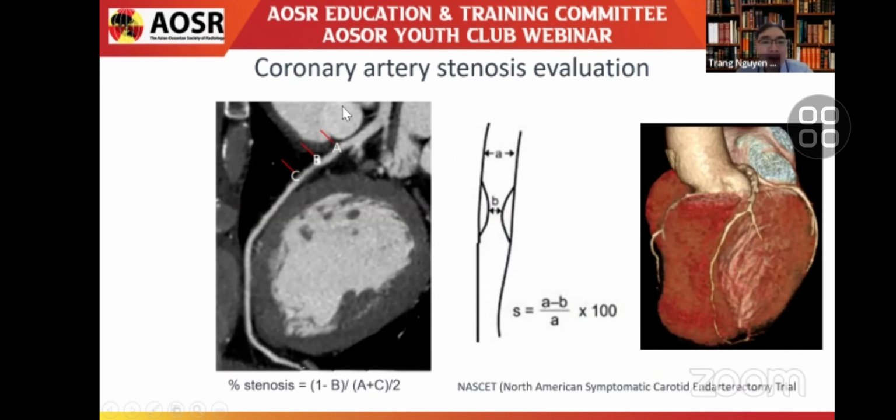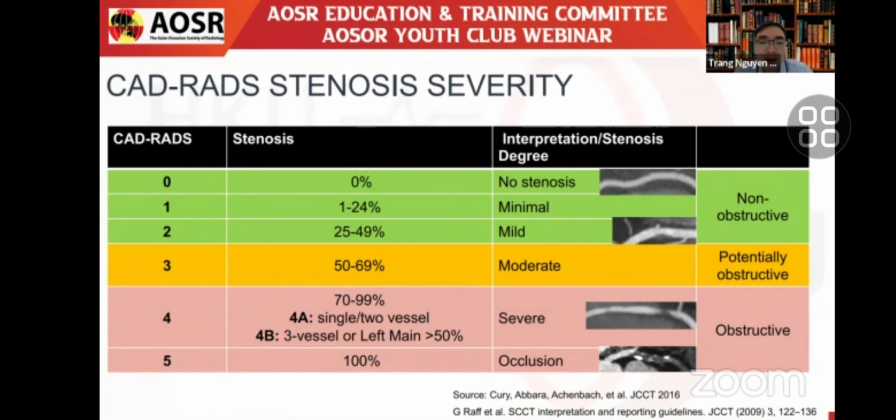And how do we evaluate coronary artery stenosis? We use the NASS. Here we can evaluate the percentage of stenosis by diameter. Somehow we can evaluate by the area also. But in our clinical practice, we use the diameter, which has a good correlation with the ICA. And then we can have the CAD-RADS. It is the CAD-RADS 1.0. So we can evaluate from 0, 1 to 24, mild, moderate, and then higher, and occlusion, severe also here.